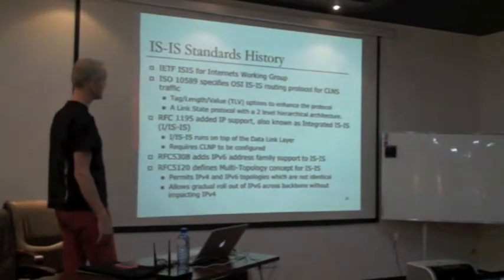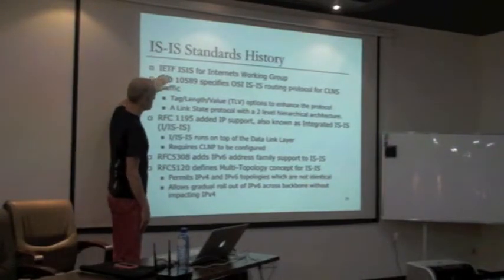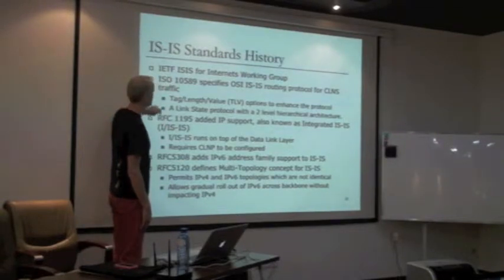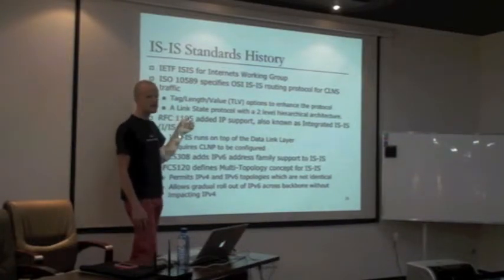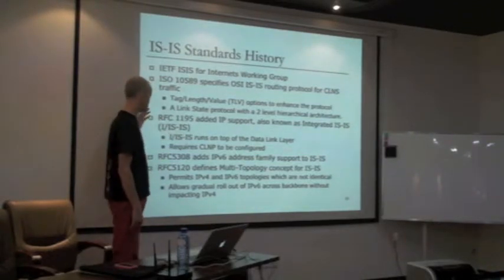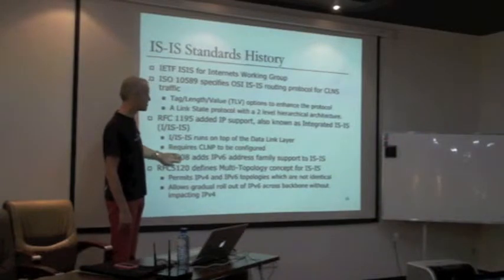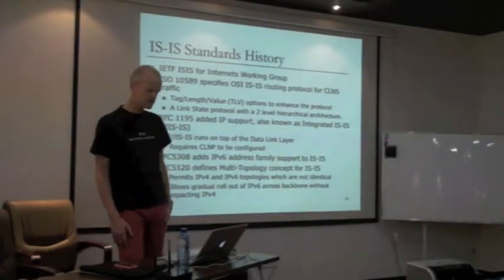Now, ISIS history. Yesterday I talked about ISIS being developed by the ISO folks for CLNS traffic. We've got the type length values and so forth. RFC 1195 added IP support. ISIS runs on the link layer. RFC 5308 adds v6 address family support. RFC 5120 adds MultiTopology, which I'll talk about later.